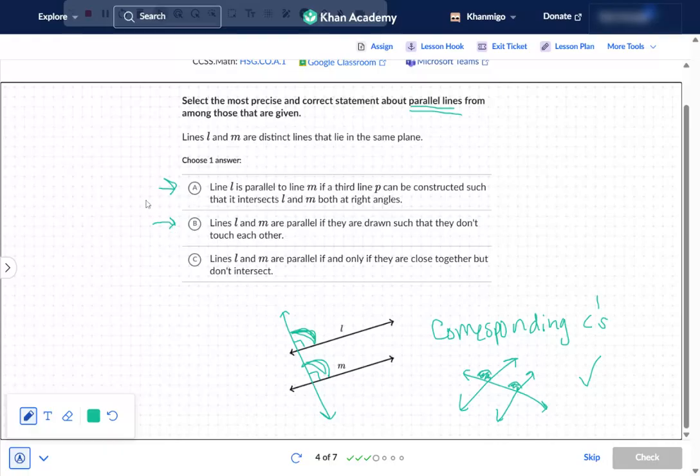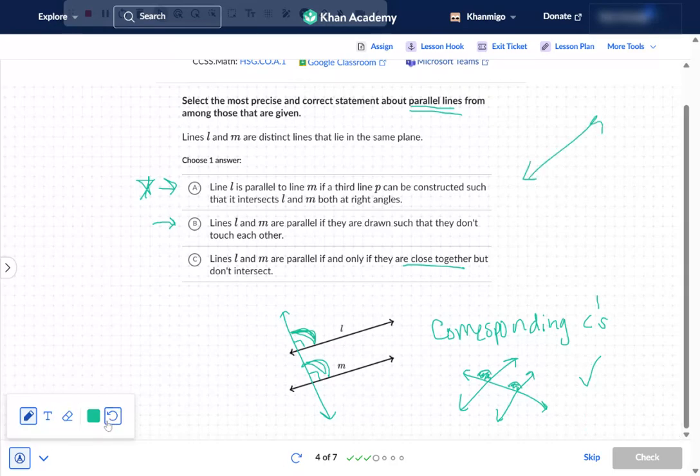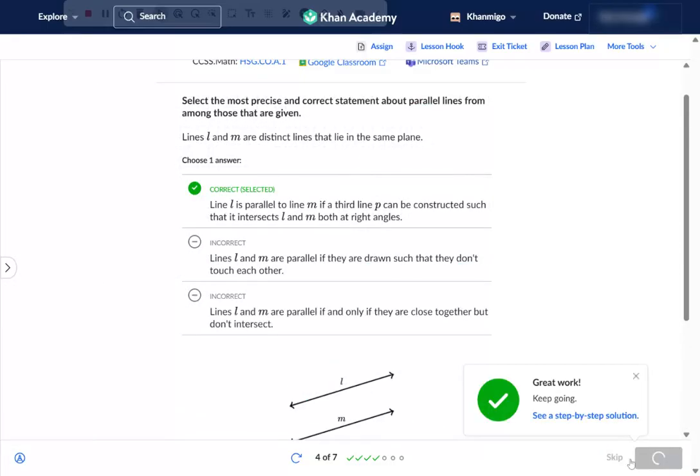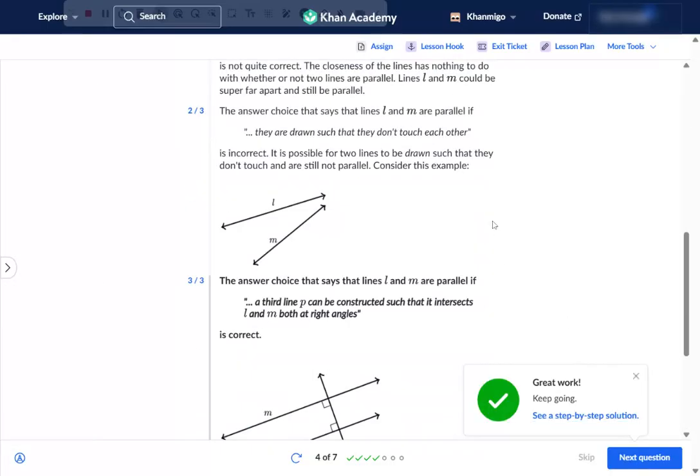But this one's more specific. Option A is more specific. Option C, lines L and M are parallel if and only if they are close together, but they don't have to be close together, right? They could be parallel lines, like one's up there, one's down here. They're still parallel. So that one doesn't seem specific enough, because it's saying close together. Let's check option A. All right, and we'll check.